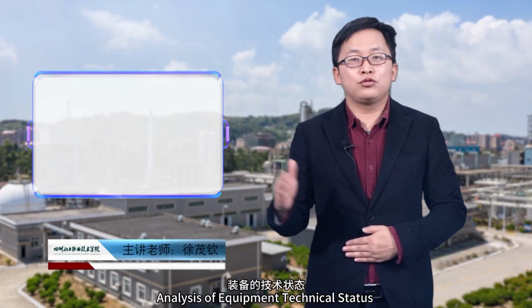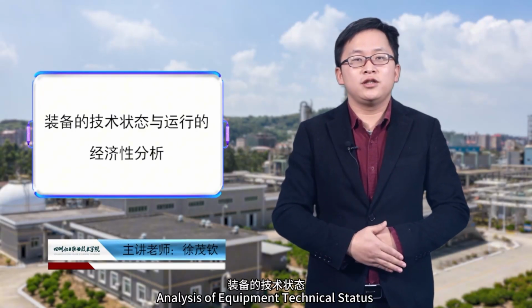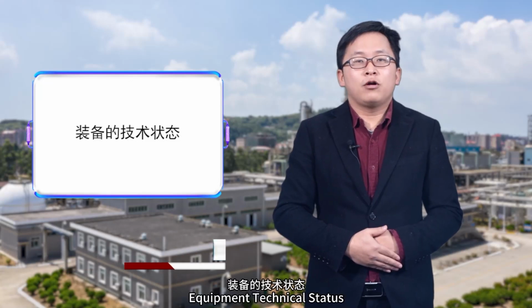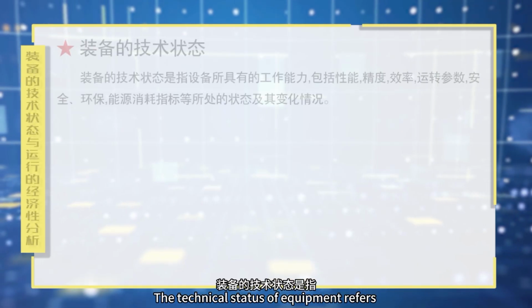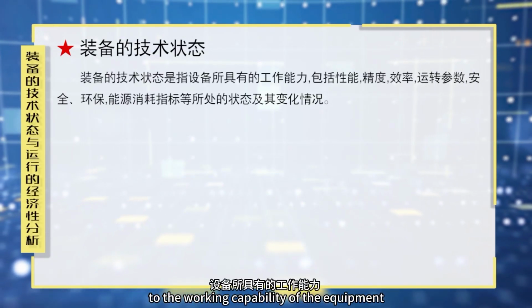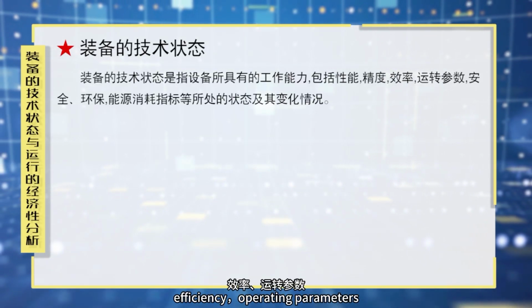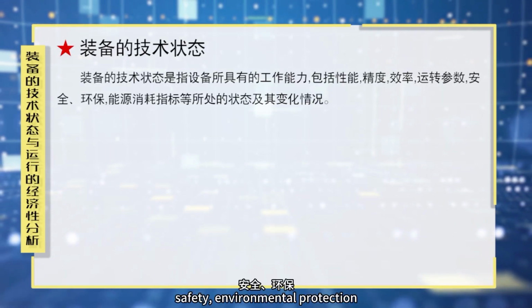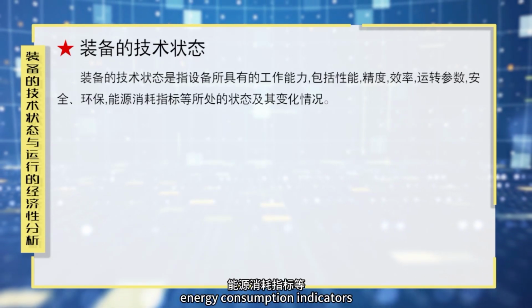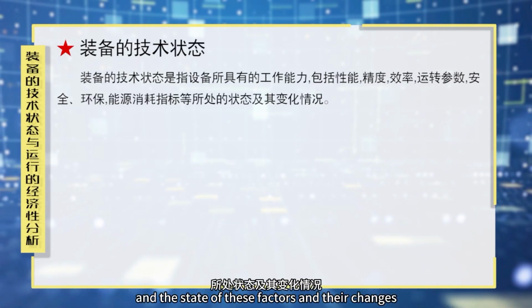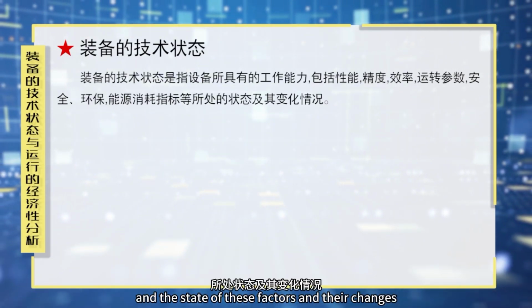Section 5, Analysis of Equipment Technical Status and Operational Economics. Part 1, Equipment Technical Status. The technical status of equipment refers to the working capability of the equipment, including performance, accuracy, efficiency, operating parameters, safety, environmental protection, energy consumption indicators, and the state of these factors and their changes.